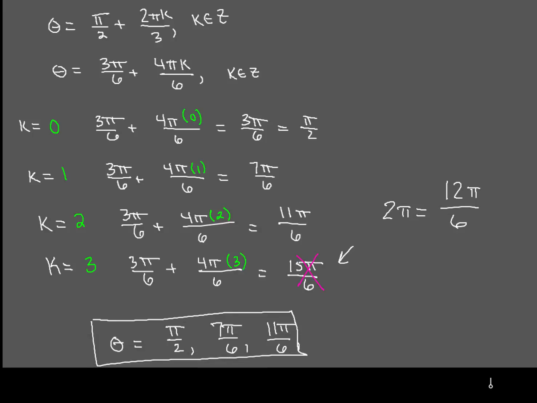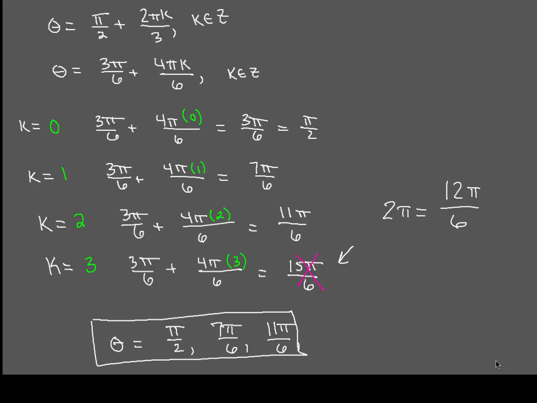So from there, we write down our 3 solutions: pi over 2, 7 pi over 6, and 11 pi over 6. So that's it for this video.